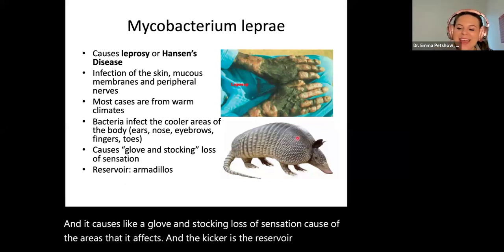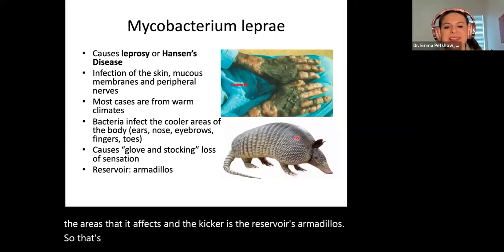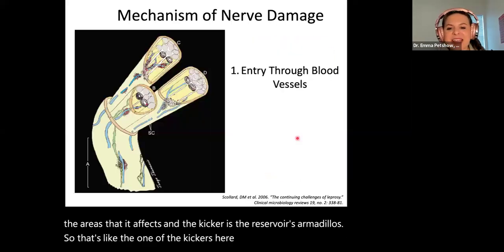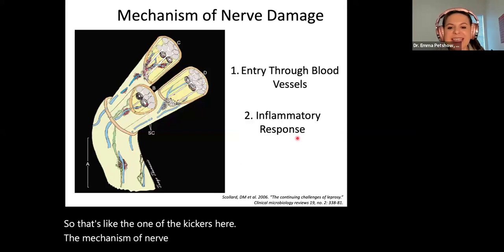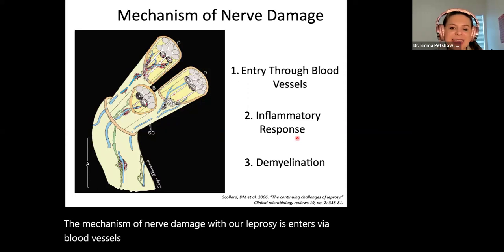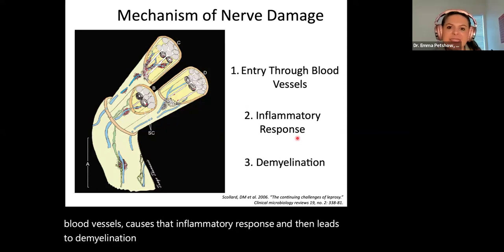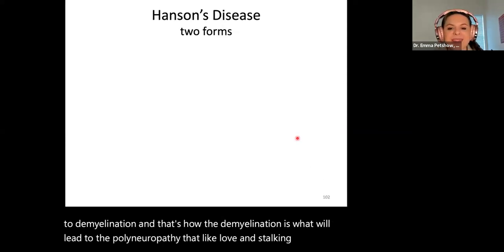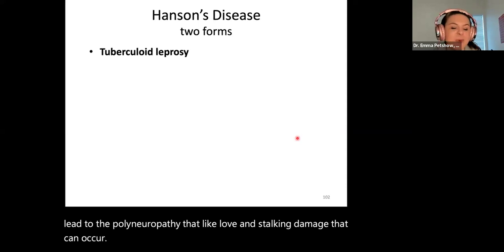So that's one of the kickers here. The mechanism of nerve damage with leprosy is it enters via blood vessels, causes that inflammatory response, and then leads to demyelination. And that demyelination is what will lead to the polyneuropathy, that glove and stocking damage that can occur. You can have tuberculoid leprosy.